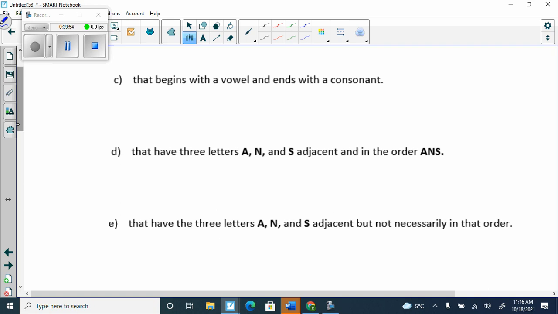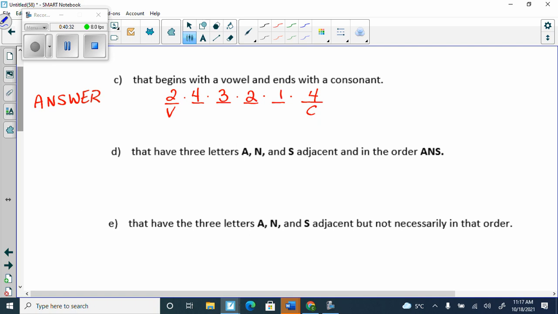Now it says begins with a vowel and ends with a consonant. Begins with a vowel, ends in a consonant. A-N-S-W-E-R. How many are vowels? 2. How many are consonants? Which is 4. How many letters have I sat down? 2. How many do I have left? 4, then 3, then 2, then 1.